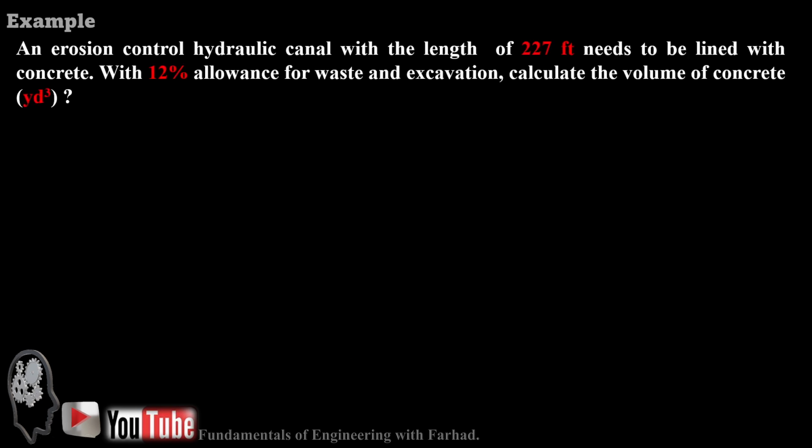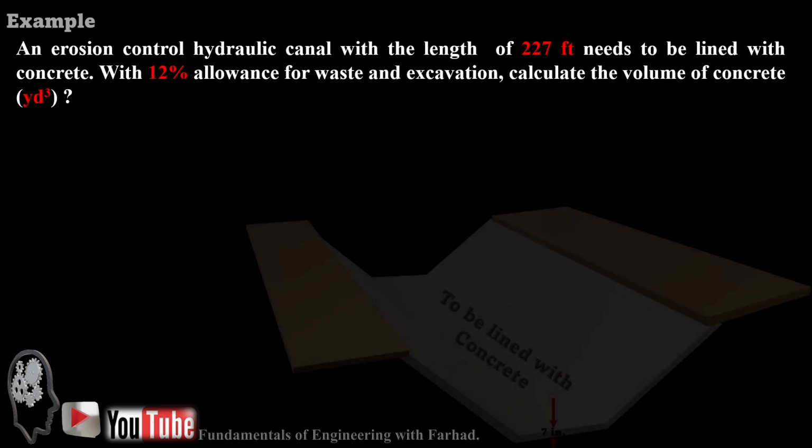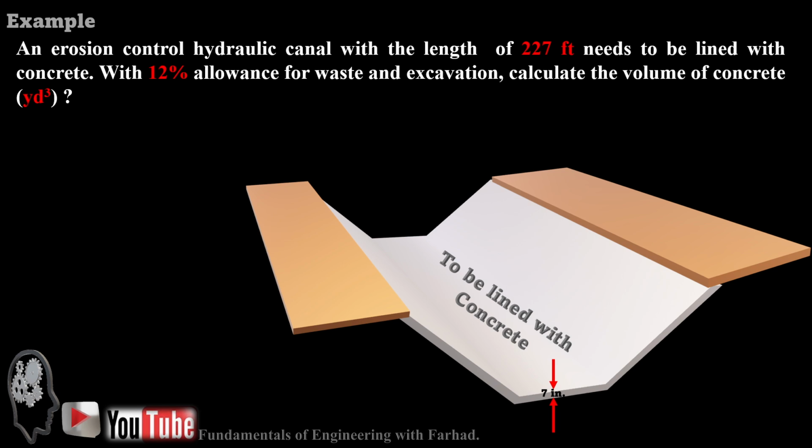So in this example, an erosion control hydraulic canal with a length of 227 feet needs to be lined with concrete. If we allow a 12% allowance for waste and excavation, we want to calculate the volume of concrete needed in terms of cubic yards. This is our answer for our multiple choice question, and we need to start the problem.